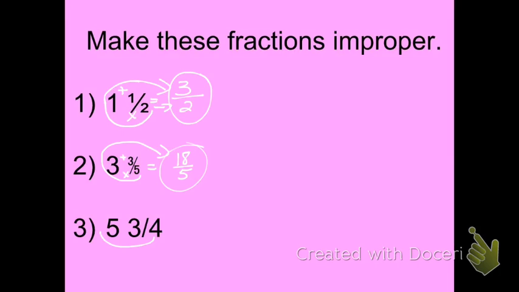4 times 5 is 20. Plus 3 more is 23 over what? 4. See, you did know. Very good. 23 over 4.